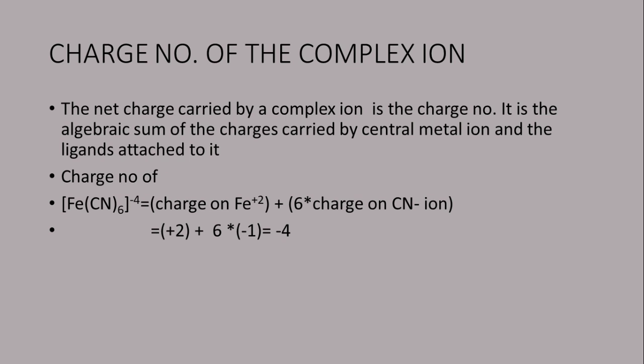If we want to see the charge number of [Fe(CN)6], what we have to do is check the charge of Fe, which is +2. So it is +2 plus each CN carries a single negative charge. And how many CN ligands are there? There are 6. So it's +2 plus 6 times -1, and the total charge carried by the complex ion is -4.